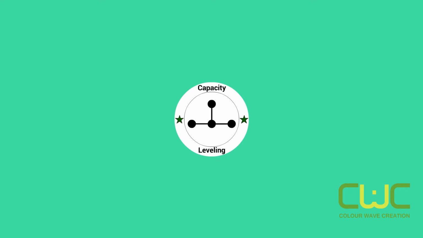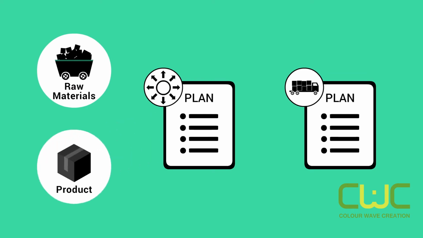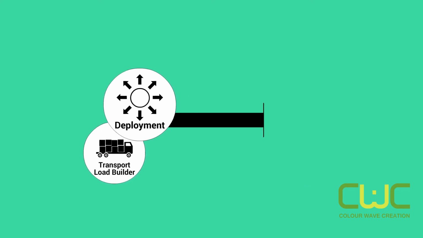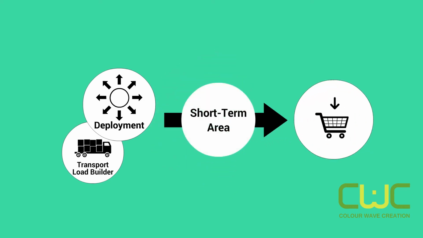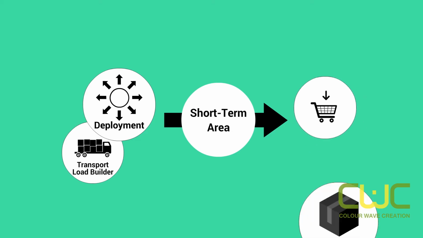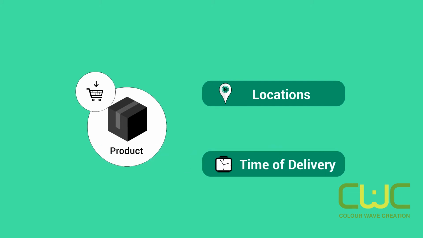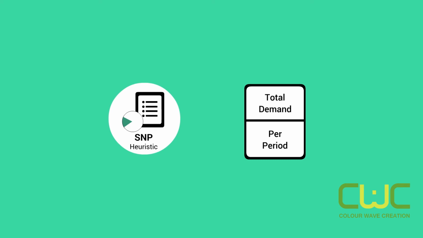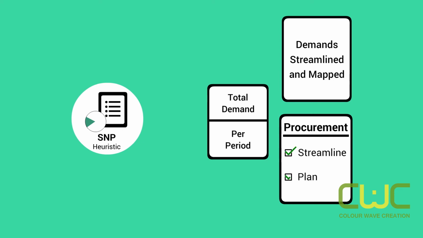Other than capacity leveling, you also need to plan your deployment and transportation for the raw materials as well as finished products. Using deployment and the Transport Load Builder, or TLB, the actual quantities of stock to be transferred are determined in the short-term area. For effective use of TLB, you need to have all demands grouped in various classes, such as in terms of products, locations, and time of delivery. All existing demands for a given product at a location are grouped by heuristic processing into a total demand per period.